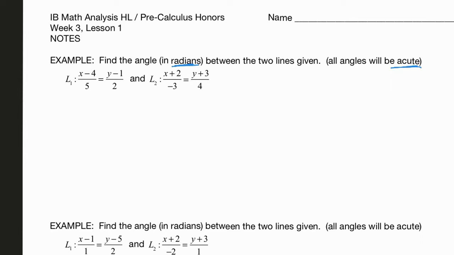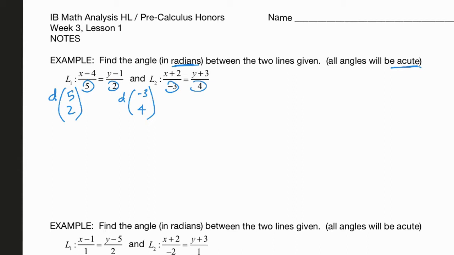All right, so first thing I want you to recognize is that for line number 1, I have a direction vector. It is 5, 2. And for line 2, I also have a direction vector. It is negative 3, 4. That's because these lines are given in Cartesian form, and the denominators tell you the direction that the line is going in both the x and the y direction.